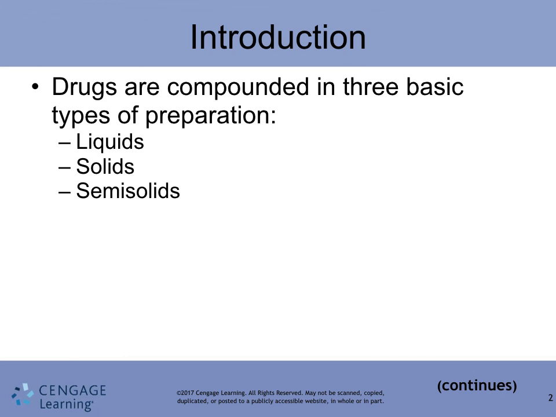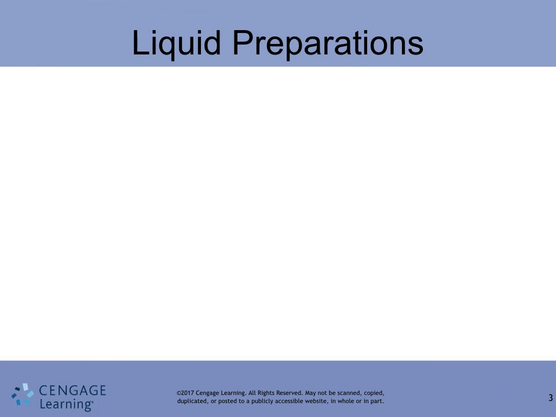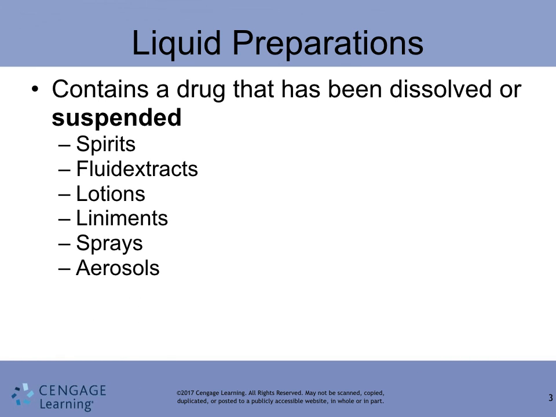So when we are looking at medications, you will generally find that they come in three different forms. It'll be a liquid, a solid, or somewhere in between, a semi-solid. Liquid preparations actually have quite a few options. You'll see that the book goes into the details of each one of these.